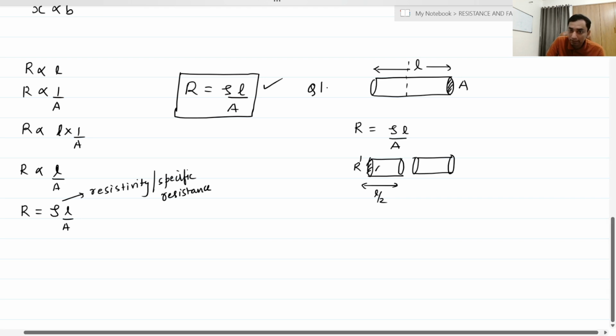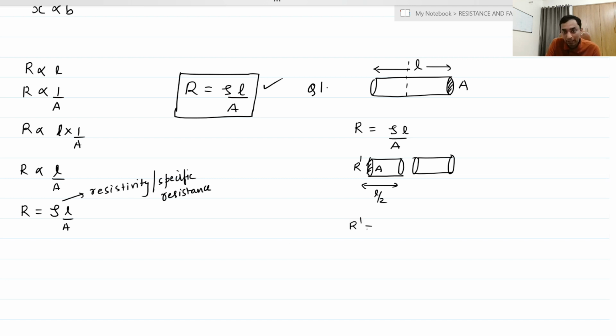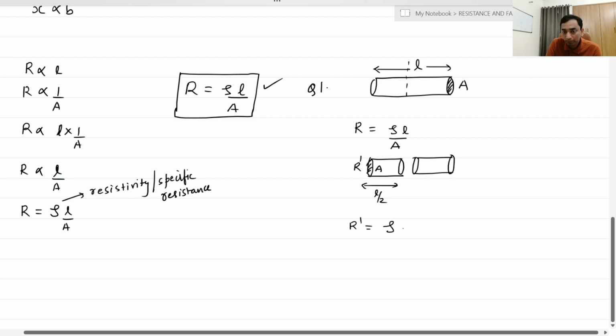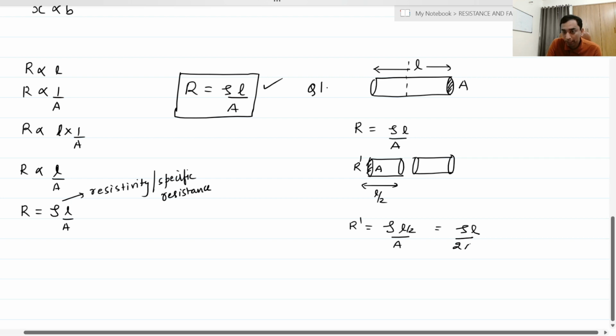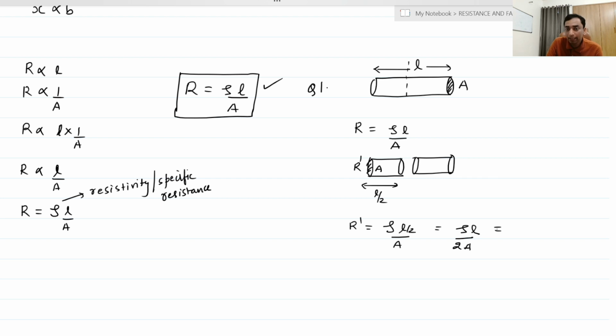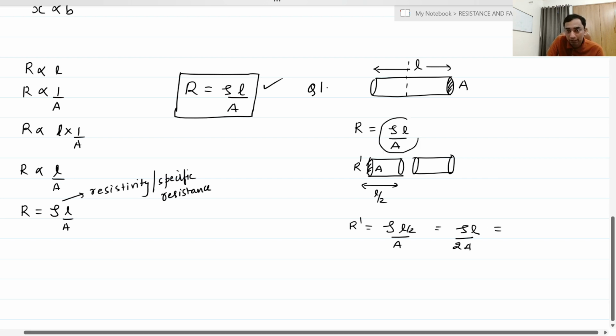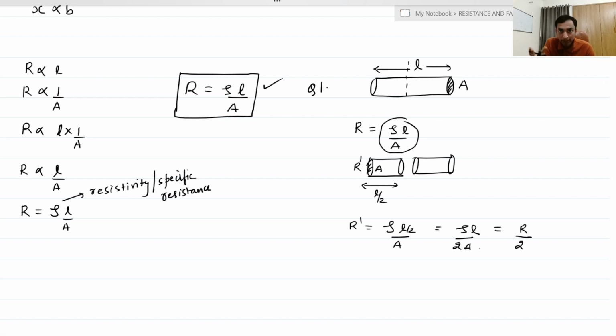And let me call the resistance of this rod R dash. So now the new resistance R dash is equal to rho, because the material is not changing, L by 2 upon A. So this will be rho L by 2A, and since rho L by A is our old resistance, the resistance of the previous rod, R dash is equal to R by 2. So very simple problem: if you chop off the rod into 2 halves, the individual resistances become half.